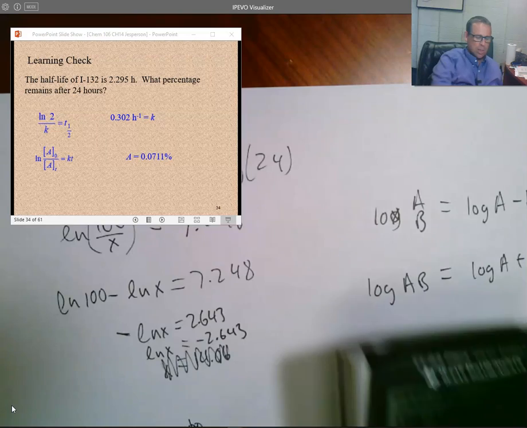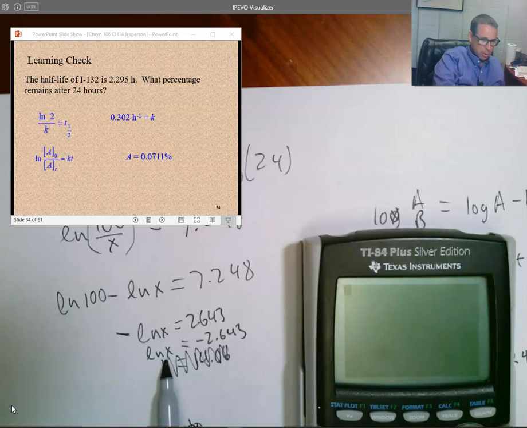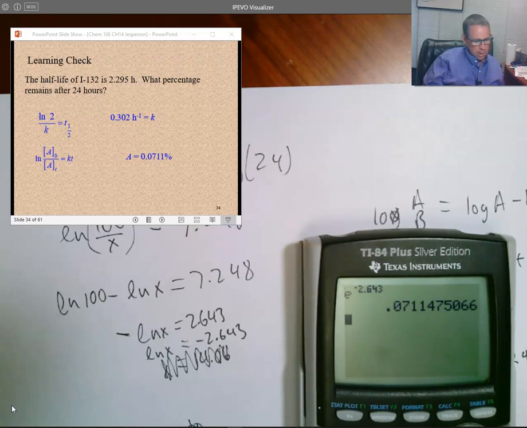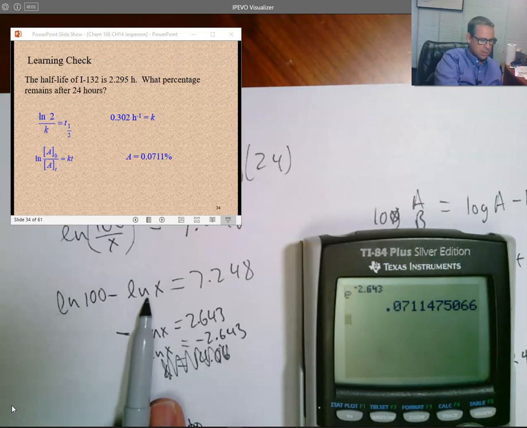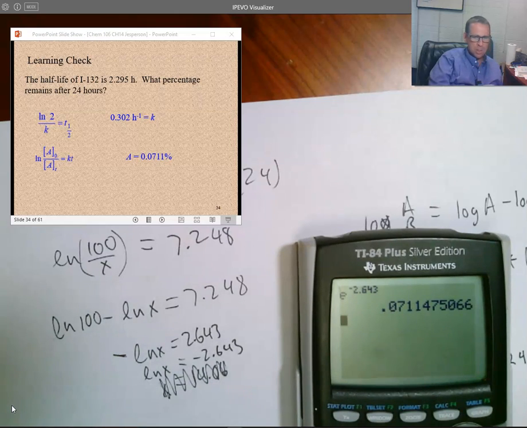Okay, so then in my calculator, to identify what x is when I have the natural log of x equaling negative 2.643, I put second natural log, negative 2.643, and that gives me my x here, which was my 100 over x, or in other words, the percentage that's left over.